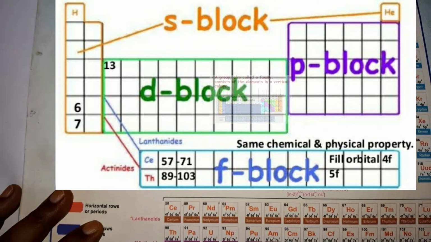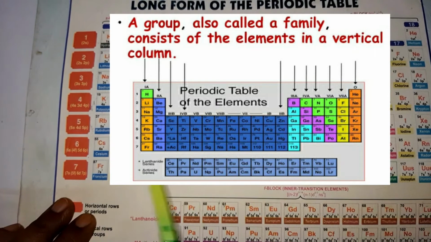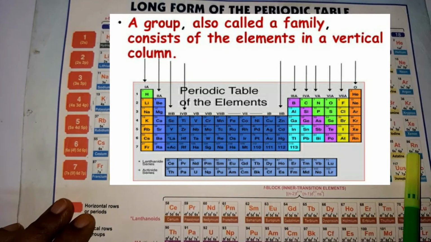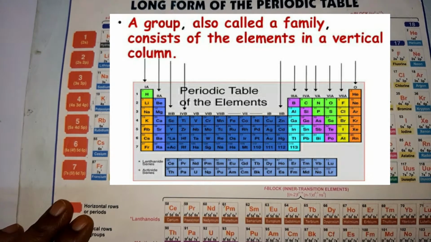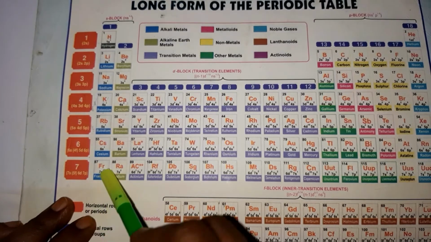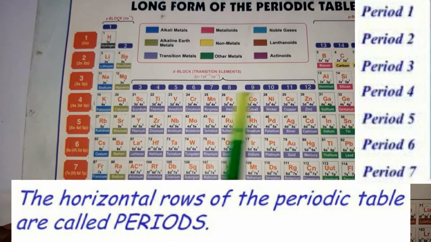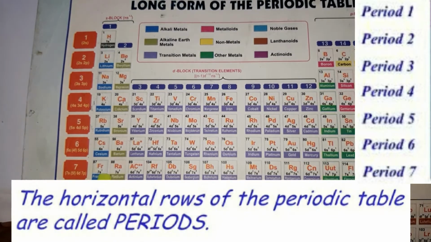Now in the periodic table, children, there are 18 vertical columns. These 18 vertical columns are called groups. The elements in each group have the same number of valence electrons. And there are 7 horizontal rows, children. These 7 horizontal rows are called periods. And the elements in each period have the same number of shells.